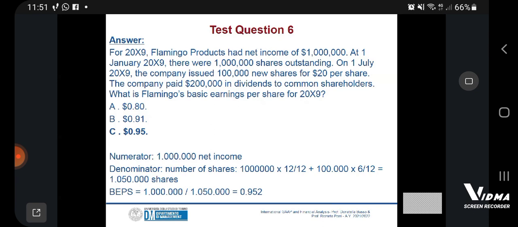Which is the other way to calculate them?